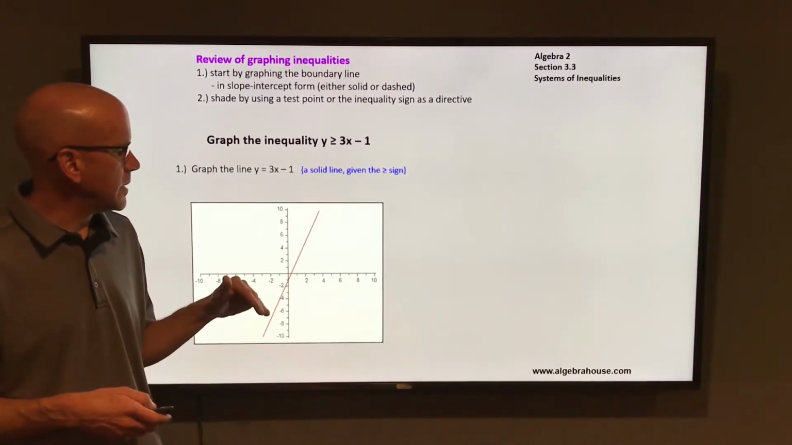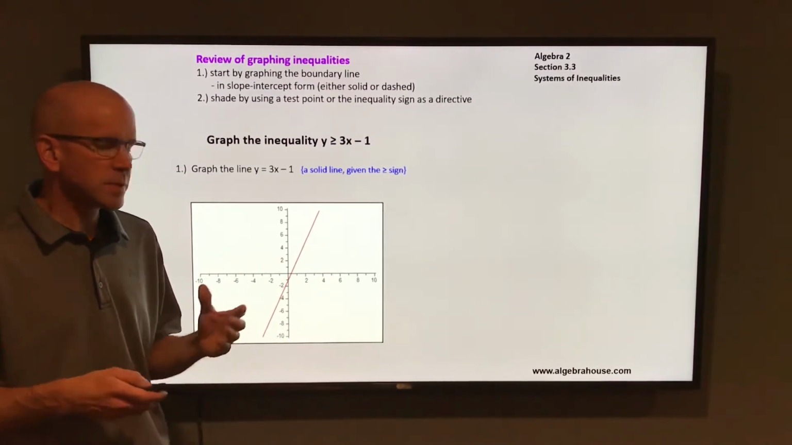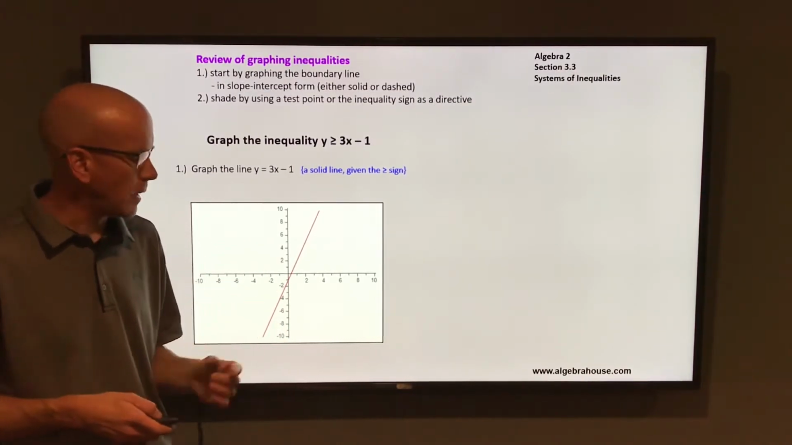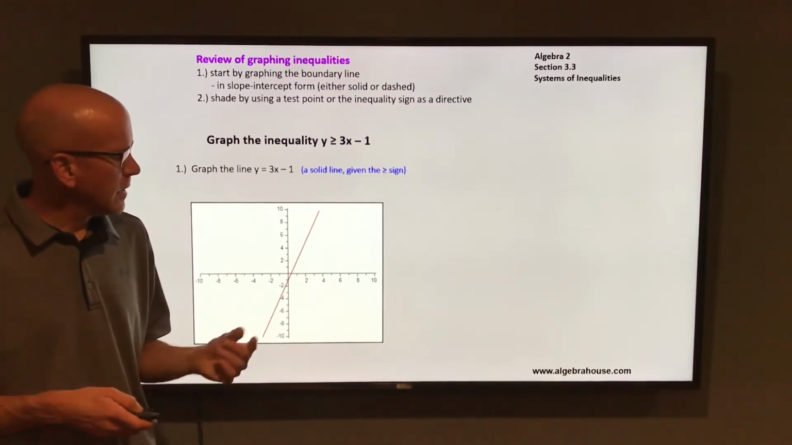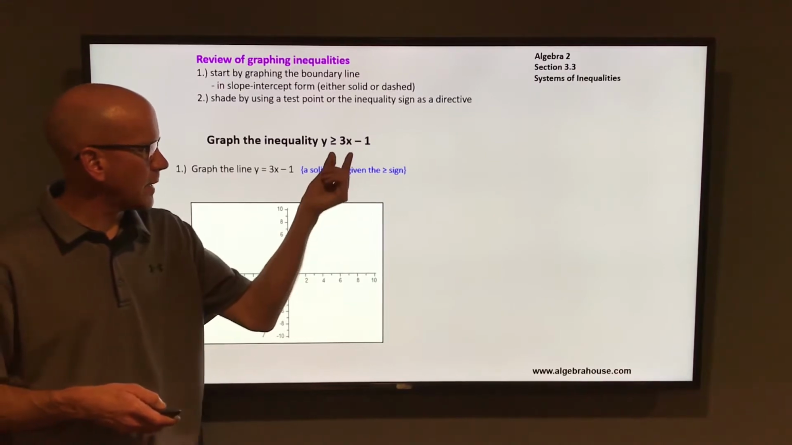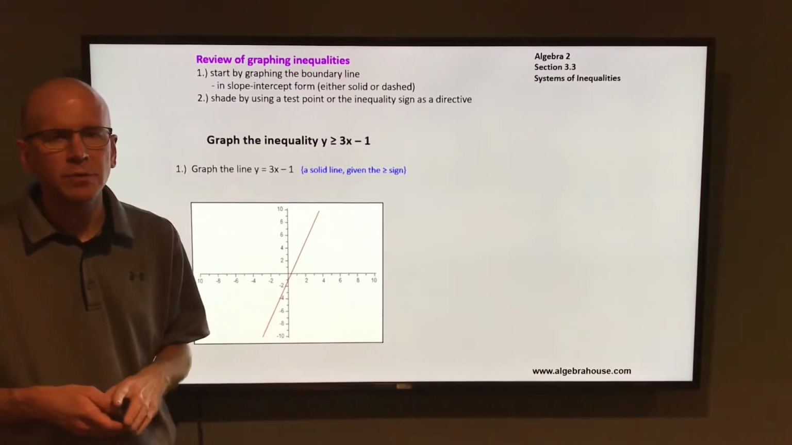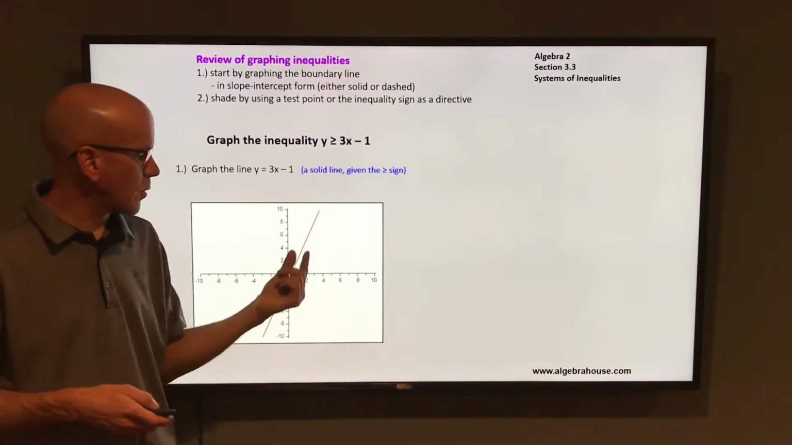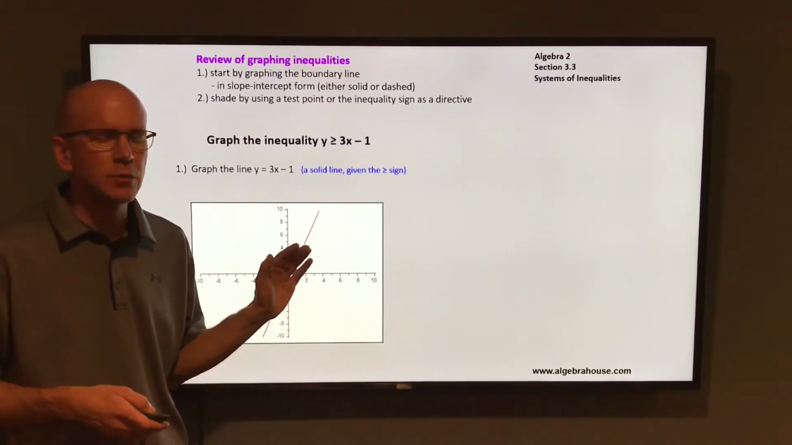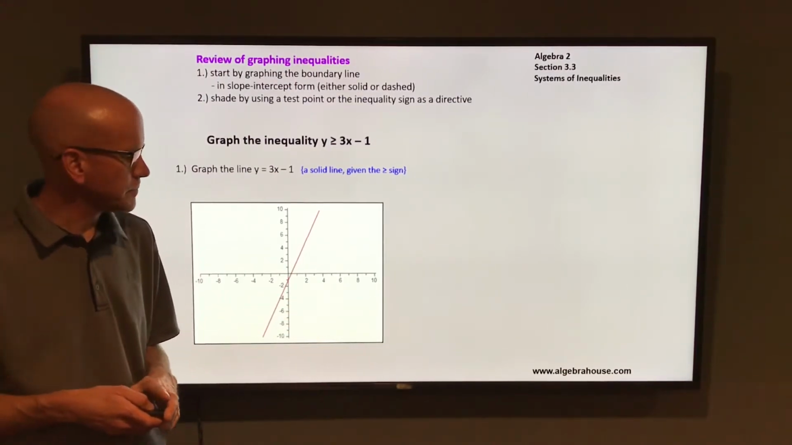Then you shade either above the line or below the line. Now you can use a test point as long as the test point is not sitting directly on the line. You could use 0, 0. That's the easiest test point to use. If you put 0 in for x and 0 in for y into that inequality and it makes a true statement, you shade the side 0, 0 is on. Or if it makes a false statement, you shade the other side of the boundary line that 0, 0 is not on.